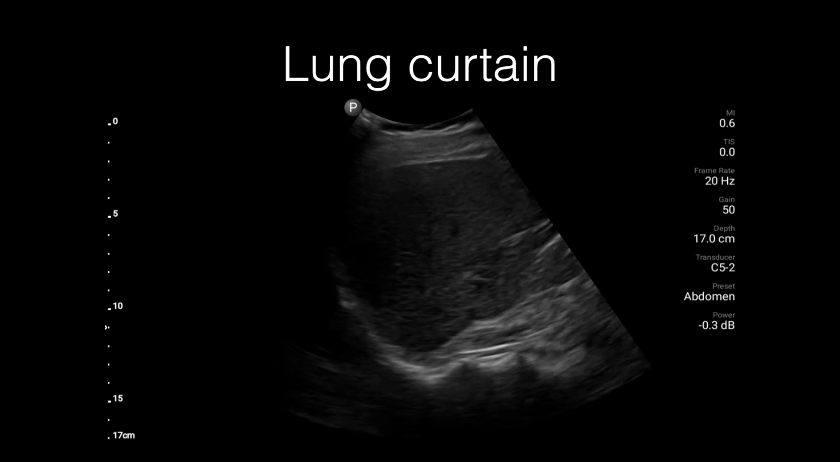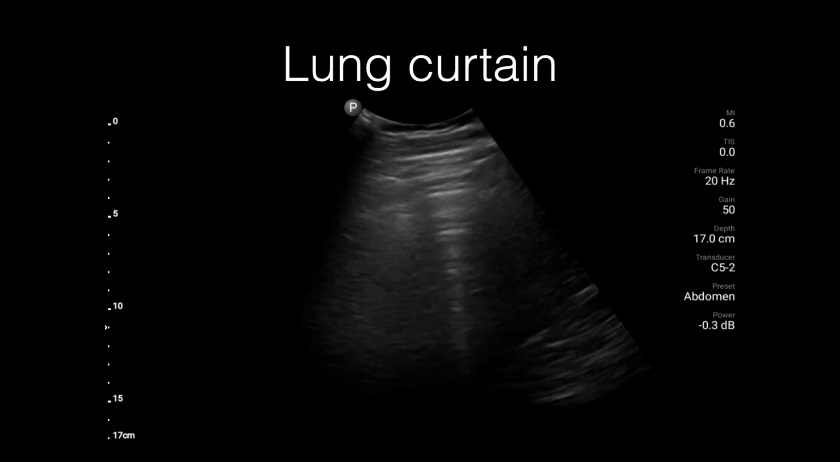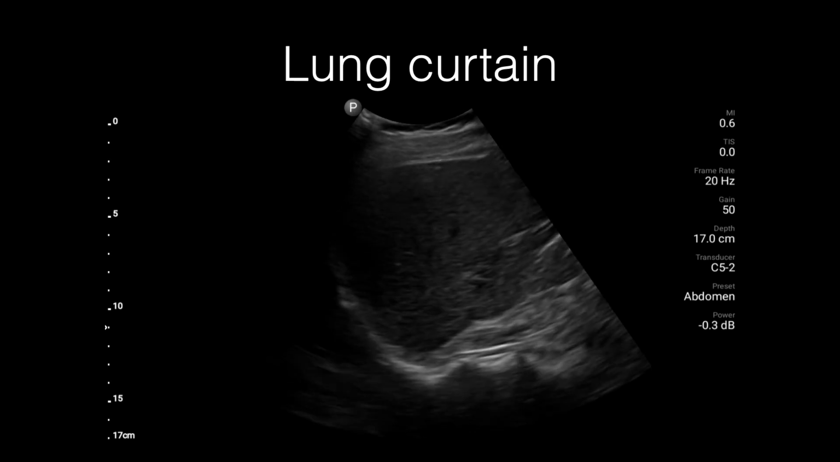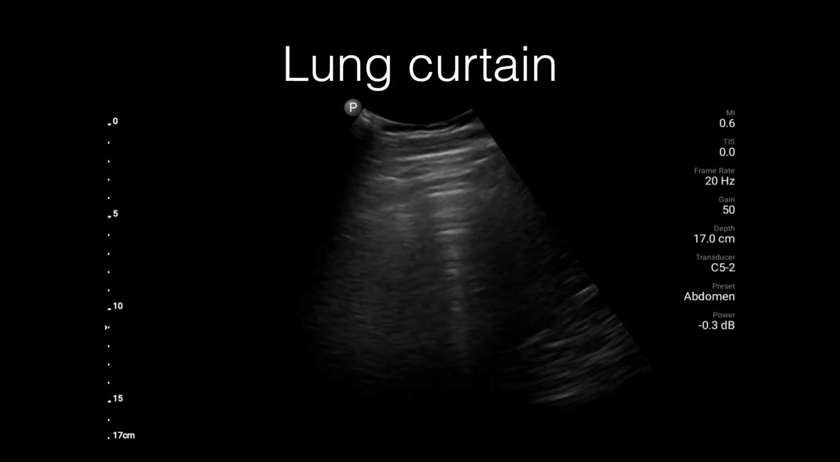And then you'll also see the absence of the spine sign here. You see the spine. There's the lung curtain coming across, but it also just disappears here, which tells you there's no consolidation or fluid there.